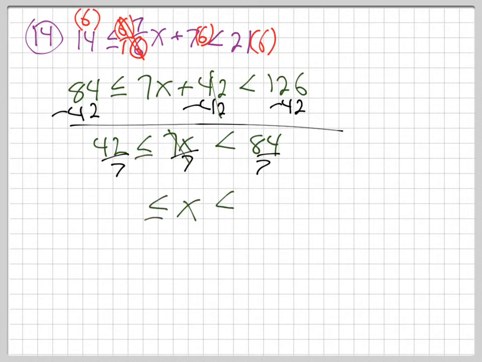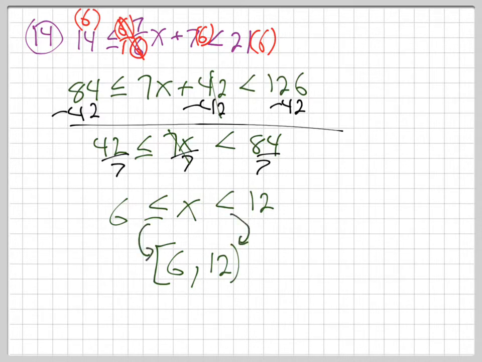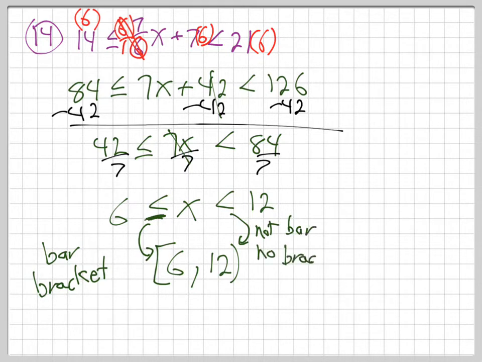Oops, forgot the equals bar there. That's 6, and that's 12. So then the answer is 6, 12. You put an interval. Remember, the bar goes with the bracket, no bar, no bracket. Remember how that works? If there's an equals bar, less than or equal, a bar makes a bracket, B with B. Bar leads to bracket. And over here, no bar, no bracket. It's a parenthesis instead, right?